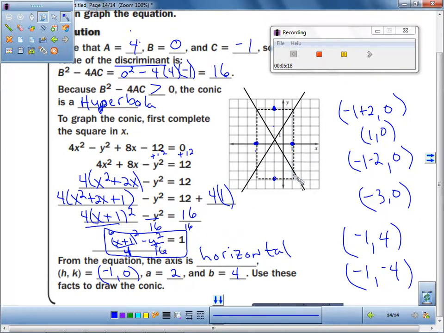Now, A came first in this case, so that's horizontal. So what we're going to do is draw in kind of a graph like that, one like this, there, and there. Kind of rough, but anyway, that's our graph of a hyperbola, and we rearranged our equation to get it in standard form.